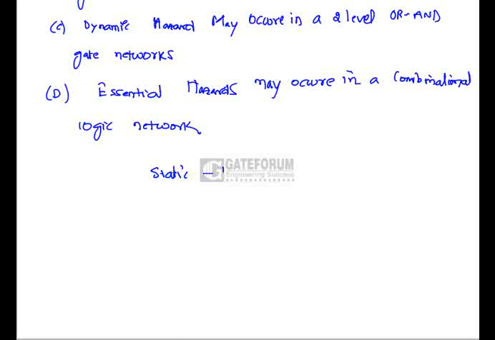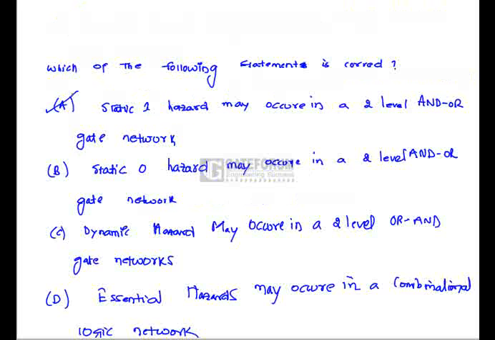Static 1 hazard occurs in AND/OR networks, which can be implemented with sum of product expressions, whereas static 0 hazard occurs in product of sum expressions, that is OR-AND networks, whereas dynamic hazards occur in all combinational circuits, not only in OR-AND. Whereas essential hazards occur in sequential circuits, not in combinational circuits, hence option A is correct.